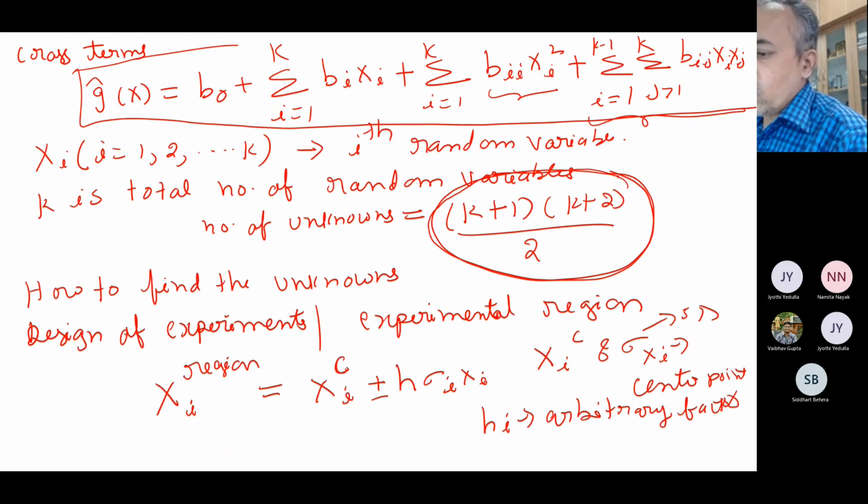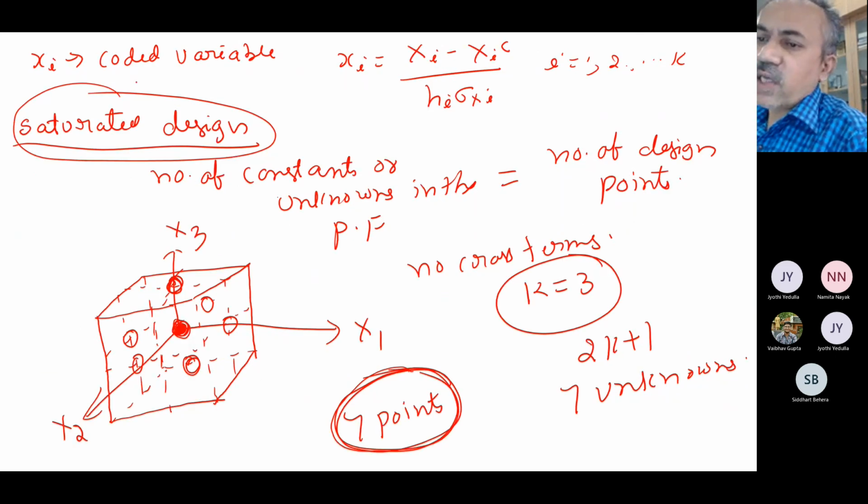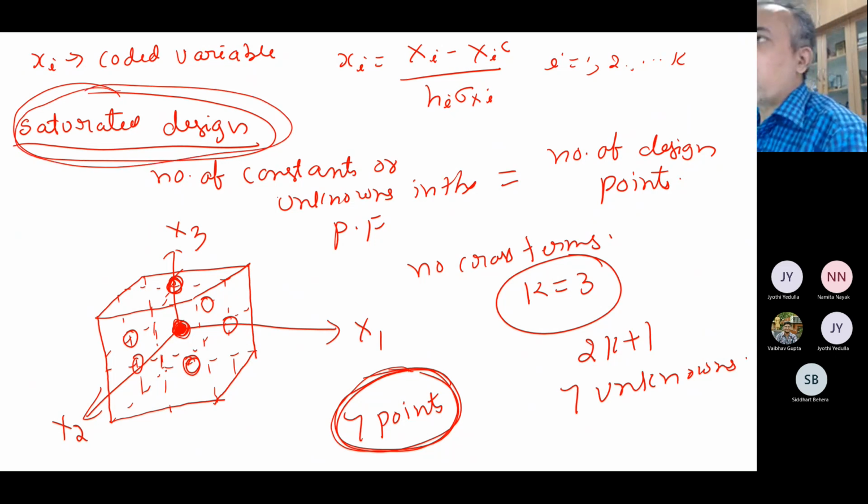And then we have said 2 methods are there, if you remember, for how to find out the unknowns. You can use design of experiments, which is generally used in statistics, for how to conduct the experiments. There you have the saturated design, where the number of unknowns and the number of equations are the same.